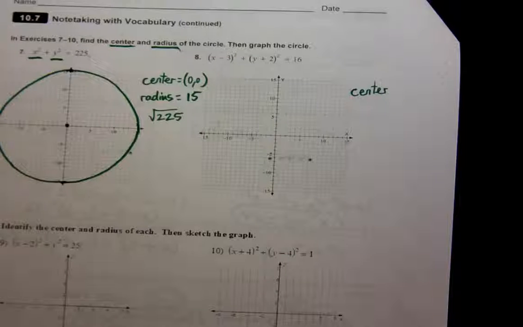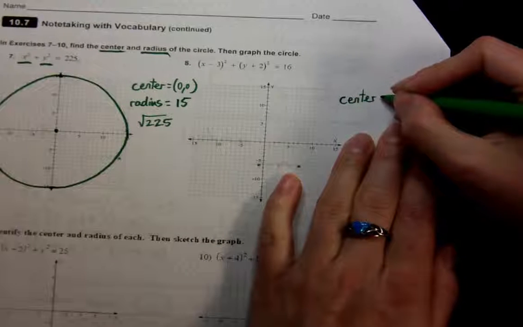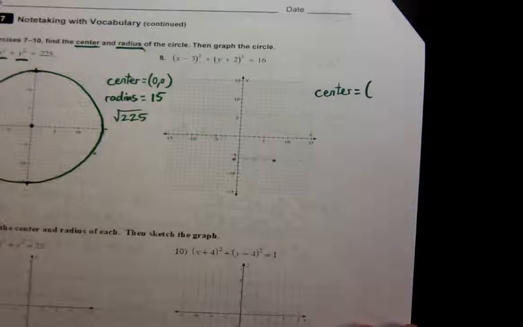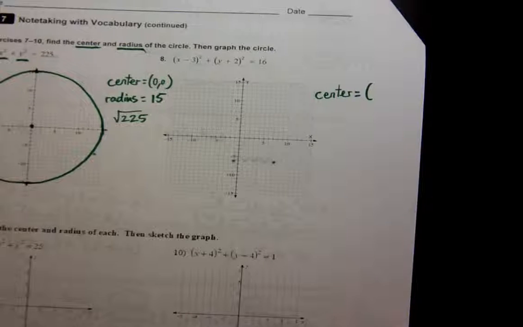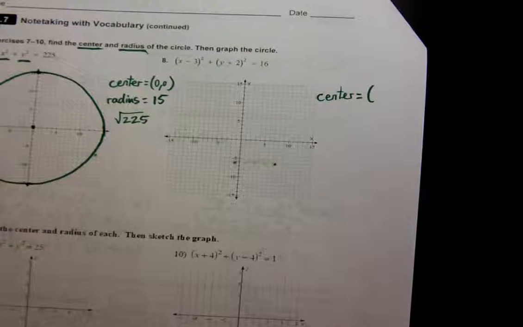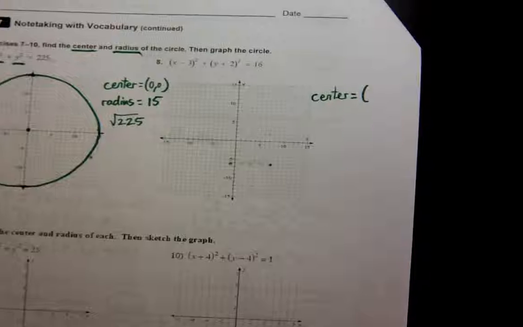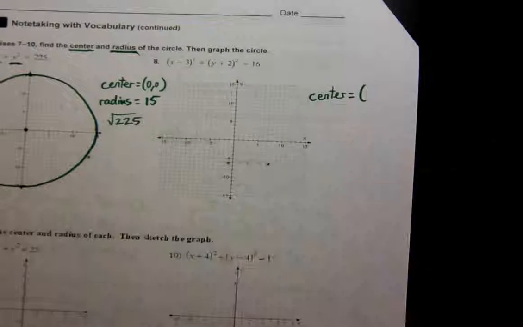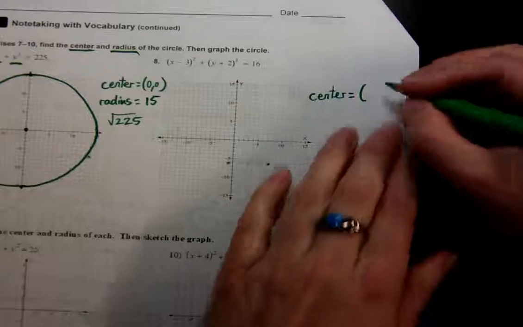Alright, would someone from my triangle group tell me what's the center of problem 8? Alright, someone in that triangle group. 3, 2. No, it's 3, negative 2. Is it negative 3 or is it positive 3 for the center? It switches, so it's positive 3.